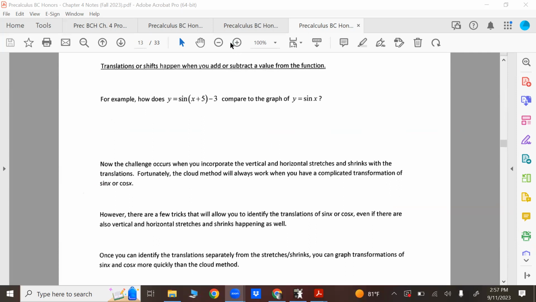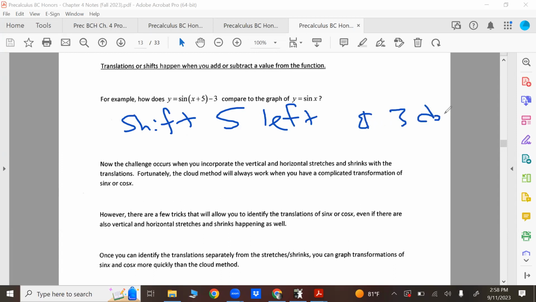Okay, so it's shifts and transformations, right? In this case, you're going to shift 5 left and 3 down. The order does not matter because they're doing different things. One's doing something vertical, one's doing something horizontal. As long as you don't have anything else going on, like an A value or a B value, you can really just take the origin for the sine curve or 0,1 for a cosine curve and just do the shifts. Whether you go up and down first or left and right first doesn't matter.